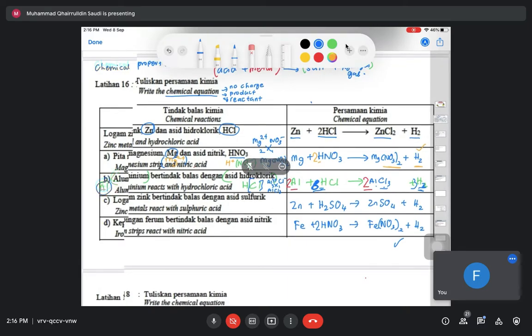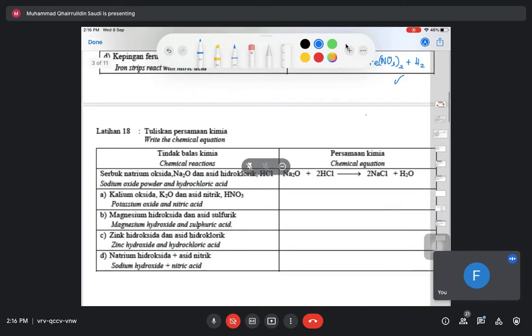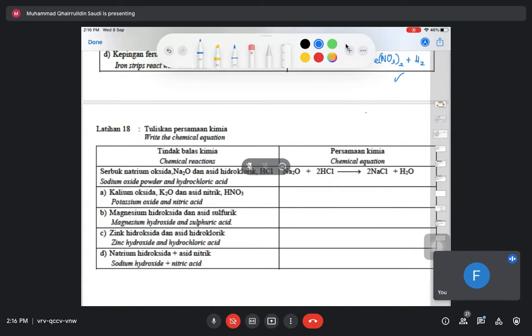Next one, the chemical equation for another property of acid. So which property of acid is here? Acid plus what?